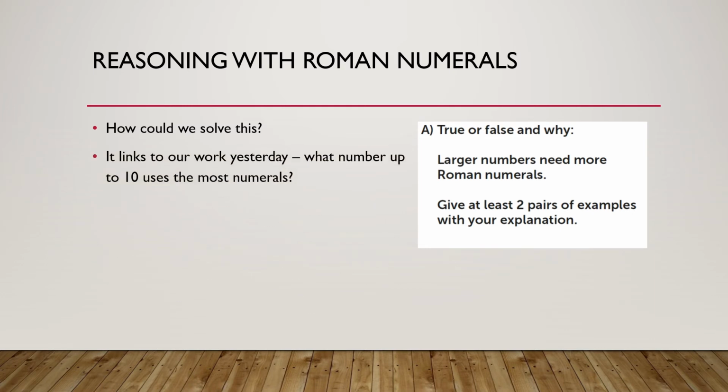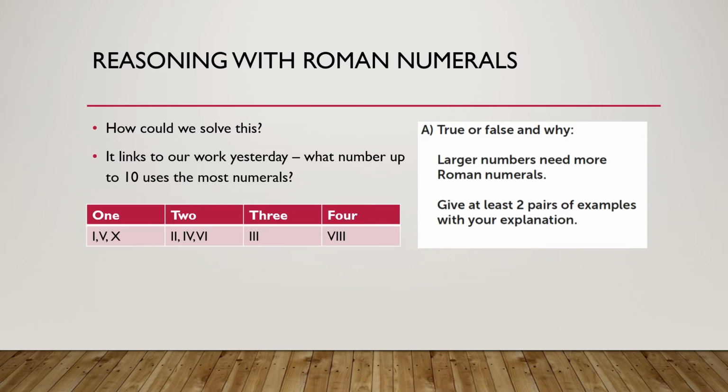What number up to 10 uses the most numerals? Well, why don't you write them down now, write the numbers 1 to 10, and then see if you can count how many letters they have. If you do it, what you should find is that I, V, and X all use one letter. II and VI use 2. III uses 3, but VIII, 8, is the one that uses 4, so that's the most.